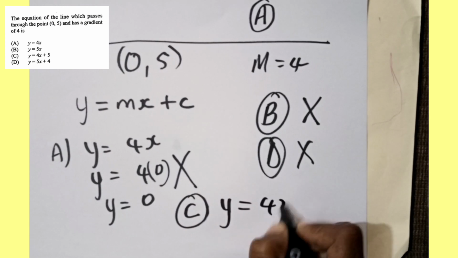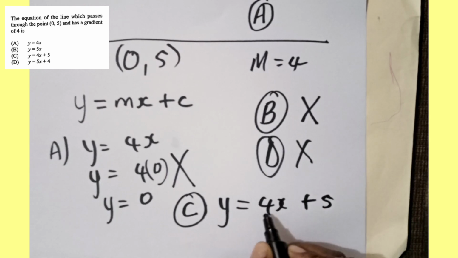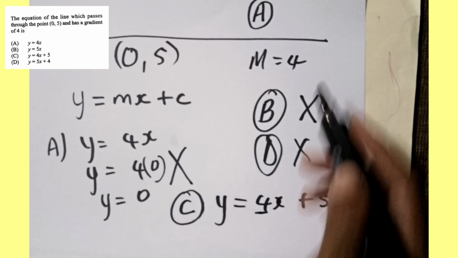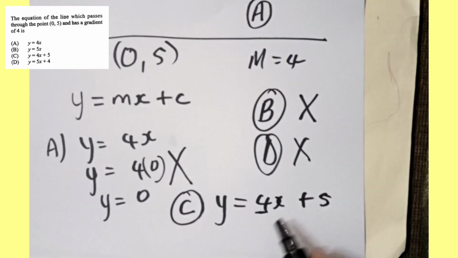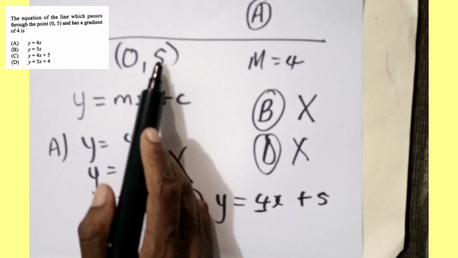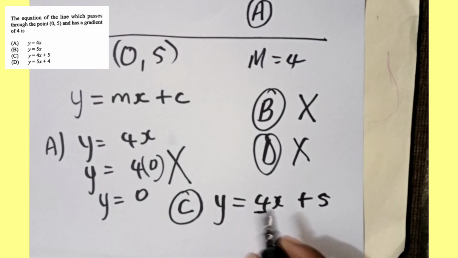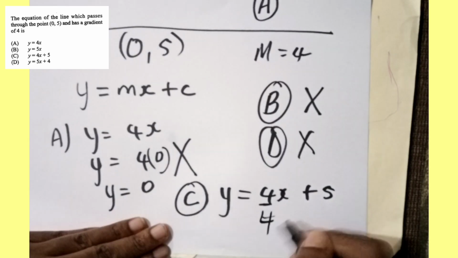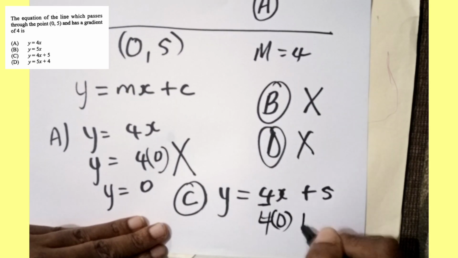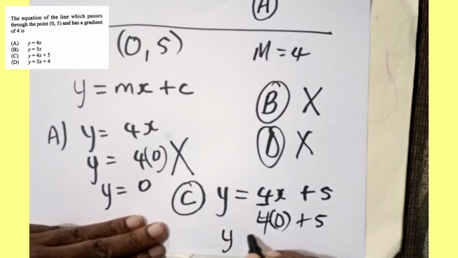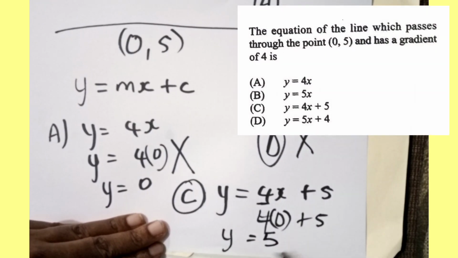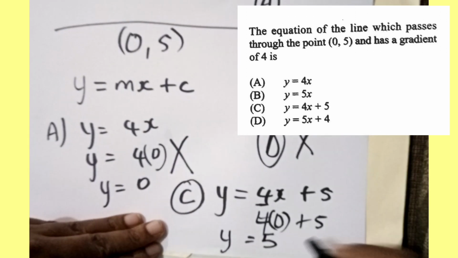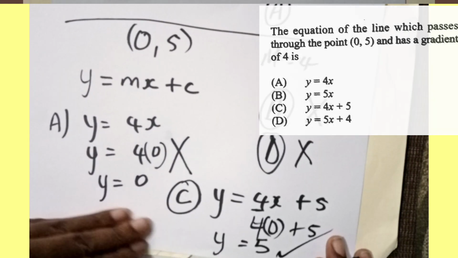We have eliminated A, B, D, so C should be our answer. The gradient there is 4. And when we substitute our 0 now for x, 4 times 0 is 0 plus 5. So y equals 5. That means that is correct. So our correct answer there is C.